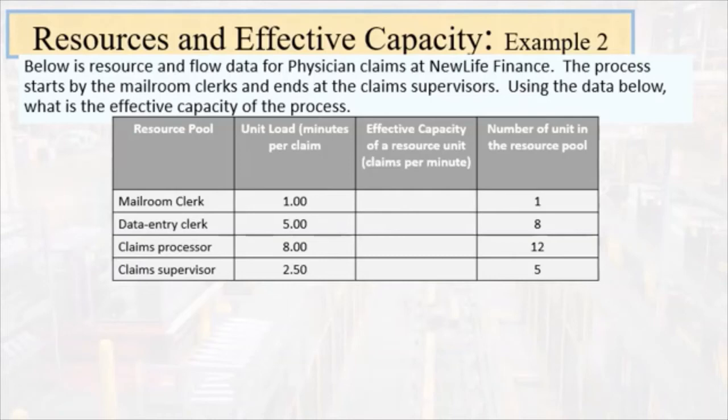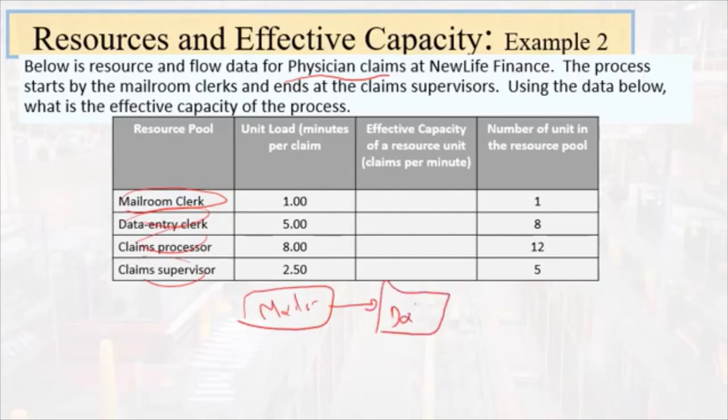Here we have insurance physician claims. And we have a process that starts at the mailroom and goes to data entry, claim processors, and claims supervisor. So mailroom is first, then the data entry, then processor, and supervisor.